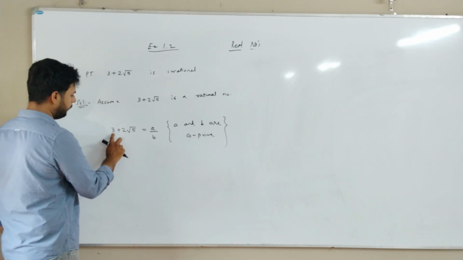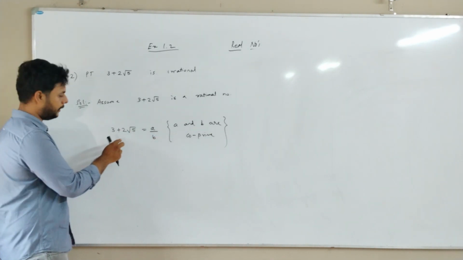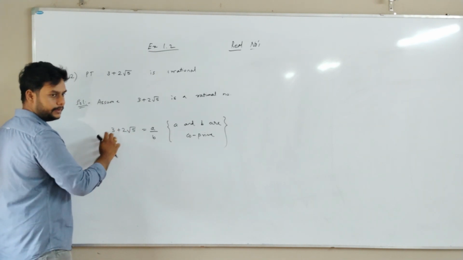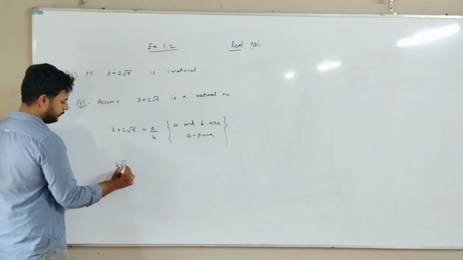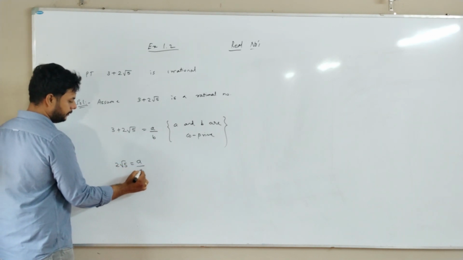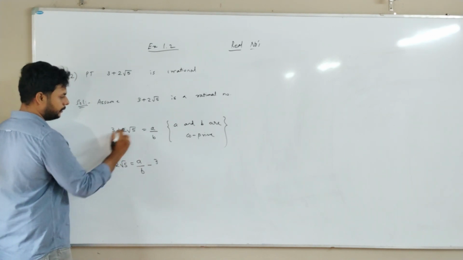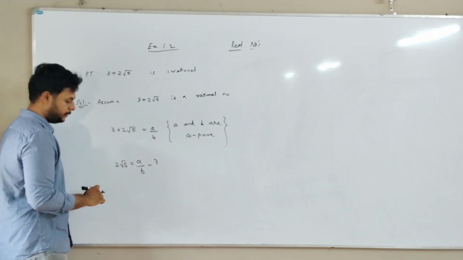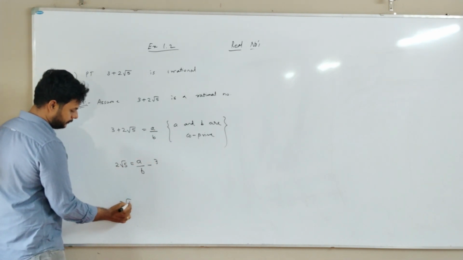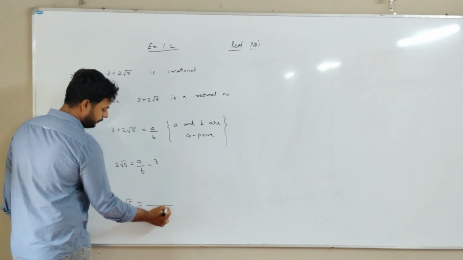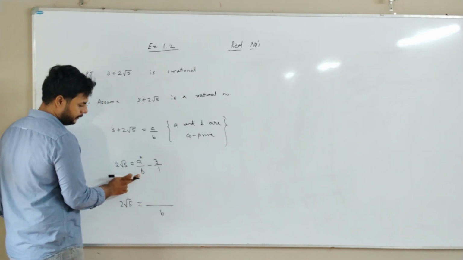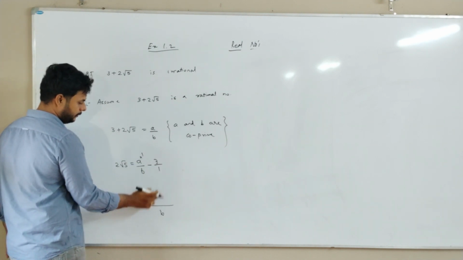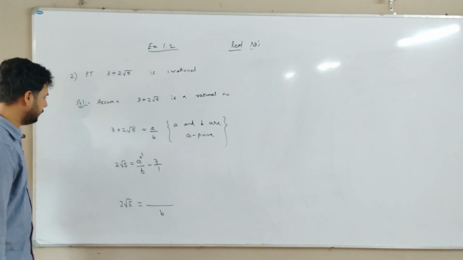Now what I will do is, this time I just want root 5 here. Remaining everything I will send to the other side. So first the 3 I will send. So 2 root 5 is equal to a by b minus 3. If 3 goes there, it will become minus 3. So 2 root 5 as it is. Now I will take LCM. B here, 3 by 1, is b into 1 is b.